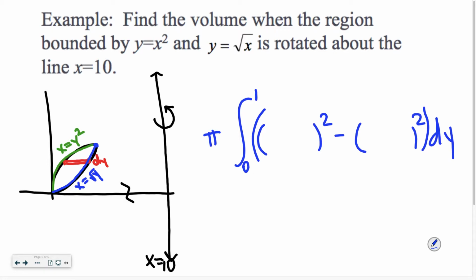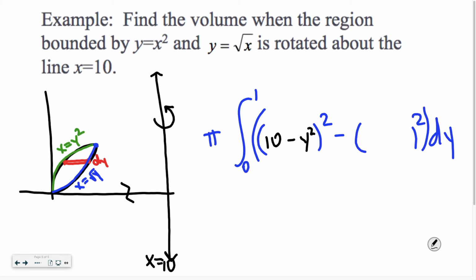No. Okay. All right. So if our axis of rotation is x equals 10, which function is further away, the blue or the green? The green is furthest away, so that's going to create our outer radius. Now, since our axis of rotation is on the right, it needs to come first in our subtraction. So we're still working with right minus left. So we're going to have to write in 10 minus y squared for our outer radius.